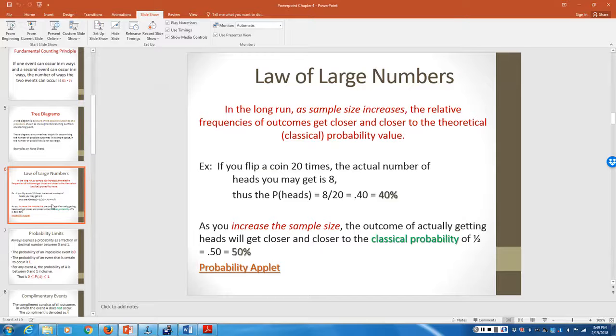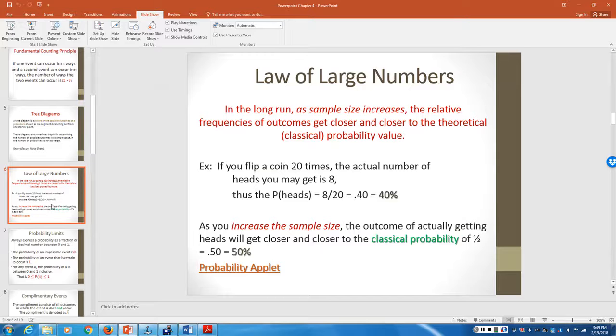He actually flipped the coin 50,000 times. And his probability was amazingly close to 0.5 for the heads and 0.5 for the tails. So he must have had a good coin.